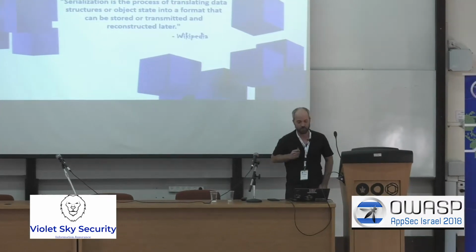Without further ado, Wikipedia. Wikipedia defines serialization as the process of translating data structures or object state into a format that can be stored or transmitted and reconstructed later. That is a very, very good definition of the concept as a whole. It's a very succinct definition of what's going on, but that's just the core idea.